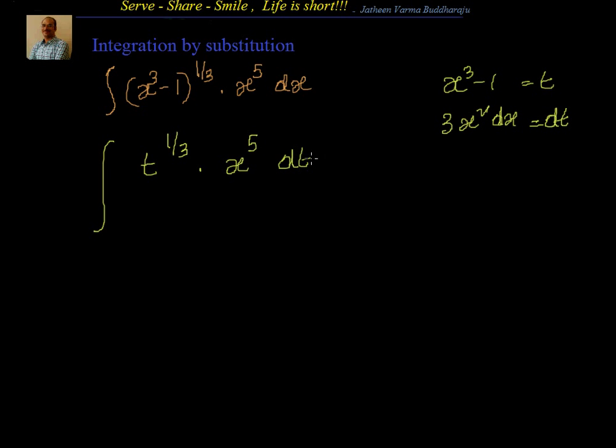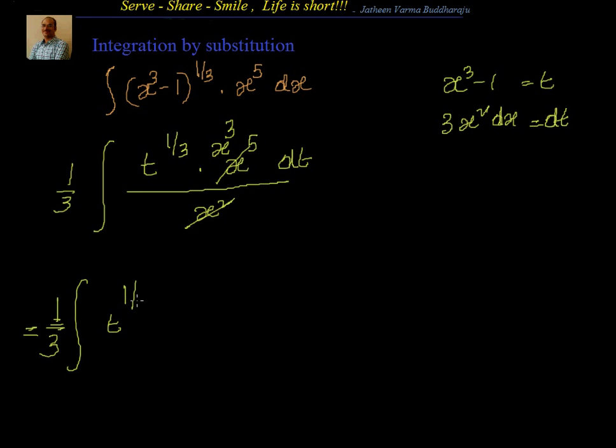dx is nothing but dt by 3x square. So can I say 1 by 3 into x square? Now x square will go, x cube times, so it will become 1 by 3 into t power 1 by 3 into x cube, which is nothing but t plus 1, dt.